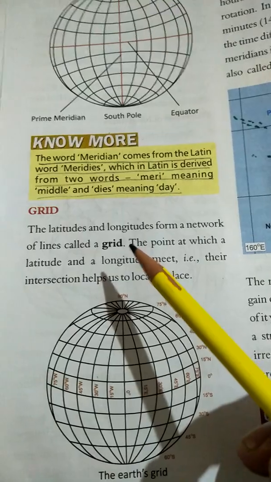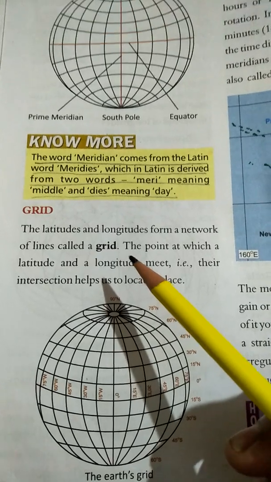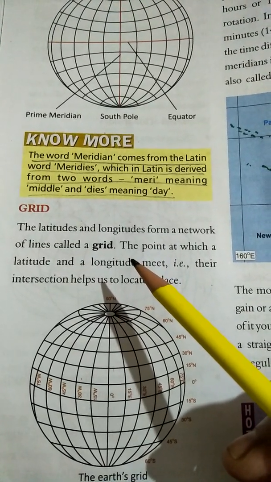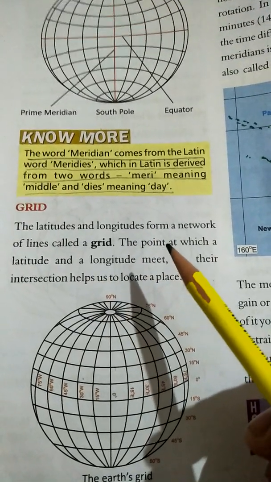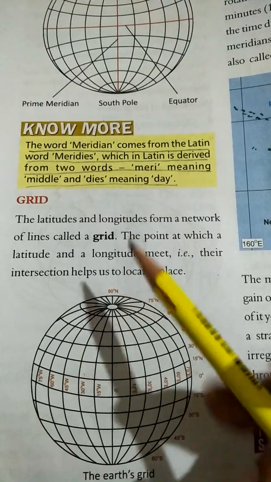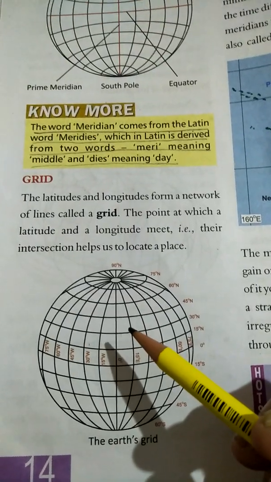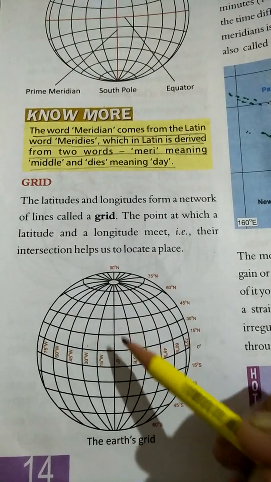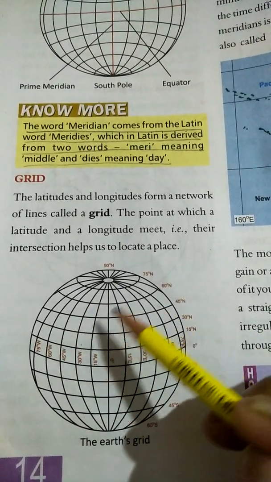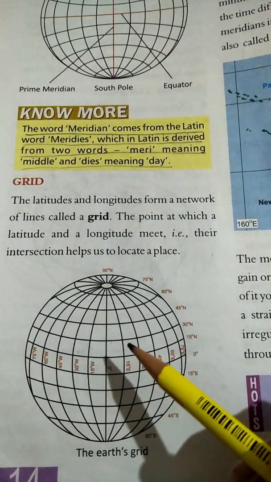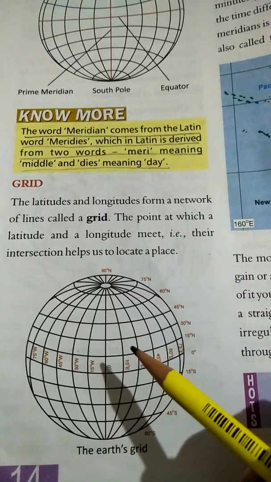Grid system. A network of latitudes and longitudes on the globe to locate places on the globe is known as grid. Here we can see in the diagram the point at which longitudes and latitudes meet at a point. Their intersection helps us to locate a place.